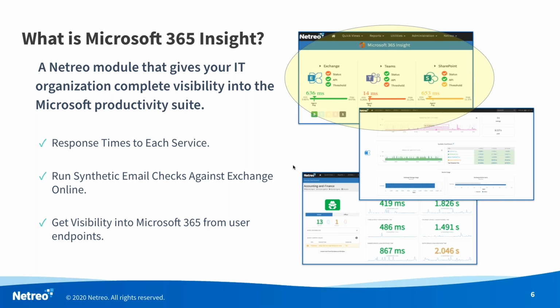So the first is response times to each of the major services that are part of the 365 suite, right? This checks and displays the response time from your network, from your Netreo deployment to the Microsoft cloud. The next thing is synthetic checks to Exchange Online to test email flow and performance. And then the third piece is not only do you have checks from your core Netreo deployment, but also from any endpoint where a Netreo agent is active as well.